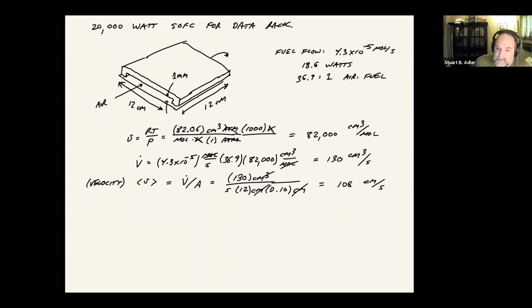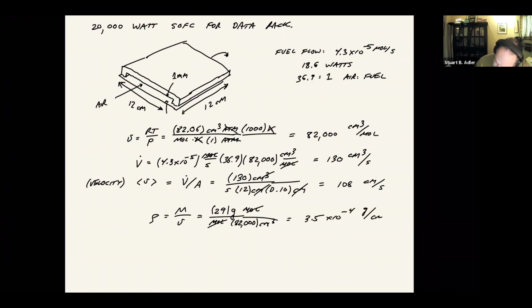Is that a big flow or a small flow? One way to think about it is in terms of Reynolds number. So the density, this would be the molecular weight divided by the molar volume. I'm going to take the average for air, it's 29 grams per mole, and then our molar volume. And this gives us 3 times 10 to the minus 4 grams per centimeter cubed. And then I looked up the viscosity, and that's for air at 1,000 Kelvin.